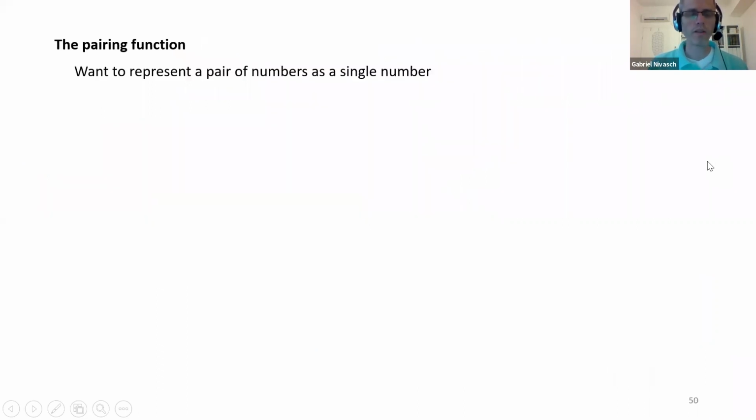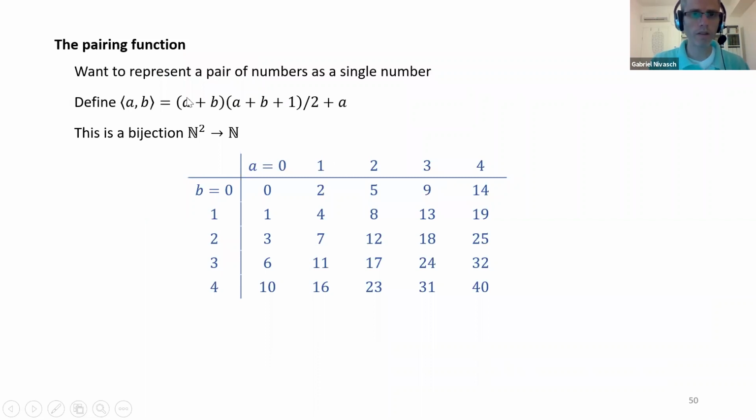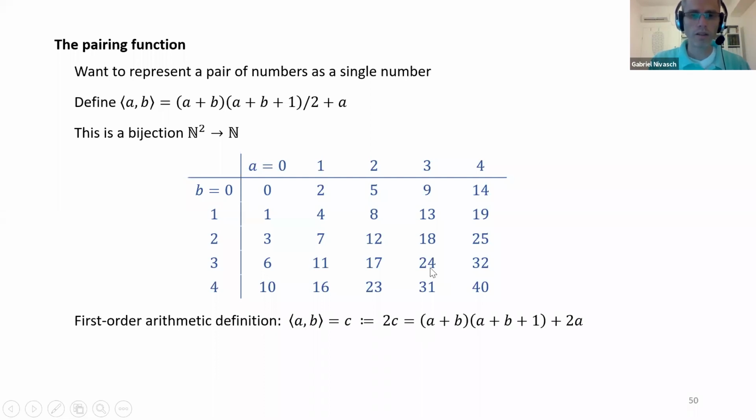And for that, there's this thing called the pairing function, which allows you to represent a pair of numbers as a single number. It's given by this function, and this function is a bijection between N squared and N. It goes like this: 0, 1, 2, 3, 4, 5, 6, 7, 8, 9 in diagonals. And you can write the relation, the pair (a, b) equals c, as this first order formula.